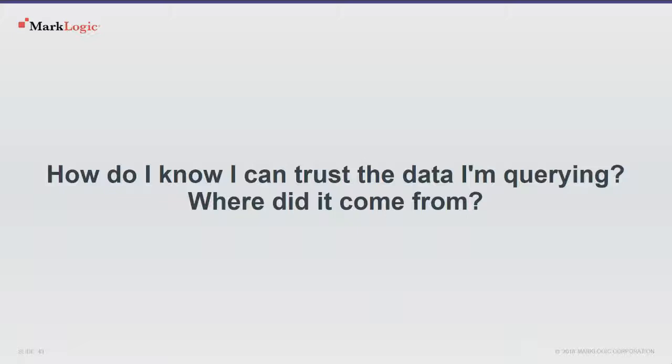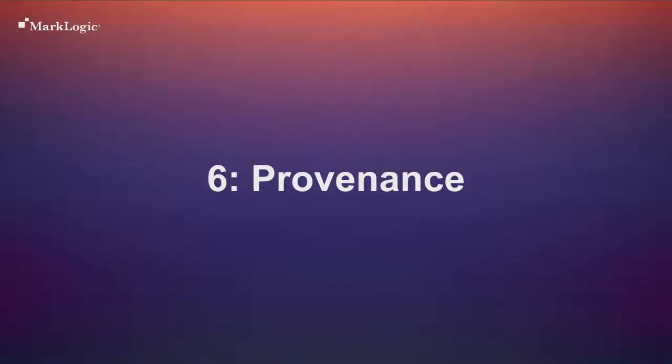So how do I know I can trust the data I'm querying? Where did that data come from? In step 6 of our journey, we're going to talk about provenance. And who knows what provenance means? Is that a familiar term? A few. So provenance is a fancy word for knowing where stuff came from.